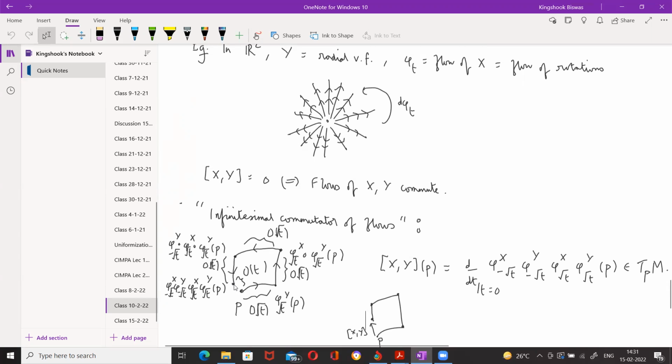Okay, so you get a curve which depends on t, and at time t equal to 0, this is equal to p. So you take its derivative at time t equal to 0. That will give you a tangent vector at p, because it's a curve which passes through p at time t equal to 0. And that tangent vector turns out to be nothing but the Lie bracket of X, Y at p. So it measures this little gap where the square fails to close up.